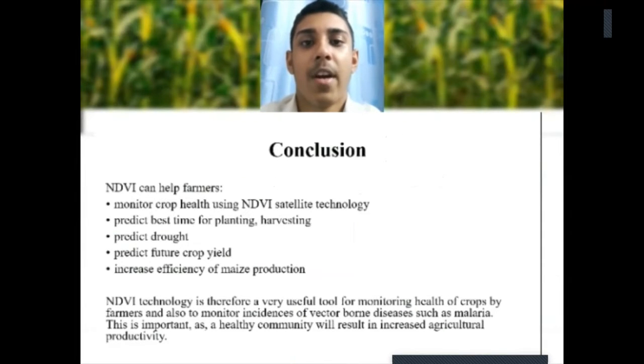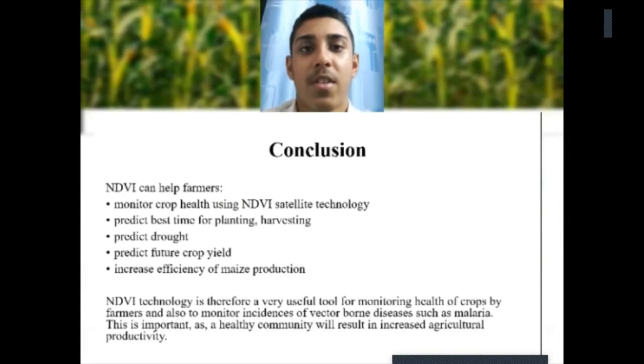So how can NDVI help with food shortage in Homa Bay? Using NDVI, we can help monitor crop health using NDVI satellite technology. Farmers can predict when is the best time for planting, harvesting. Farmers can predict droughts, future crop yields. Farmers will become more efficient using NDVI technology. And this will certainly help with the food crisis in Homa Bay.